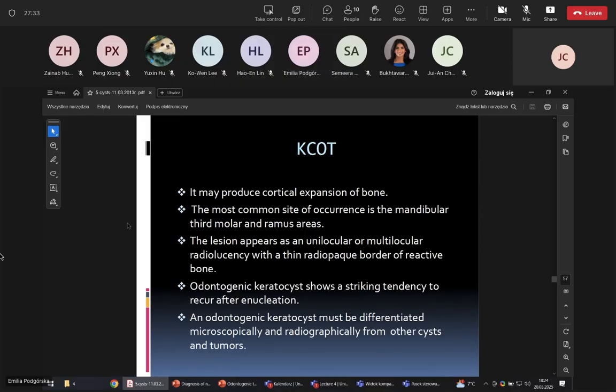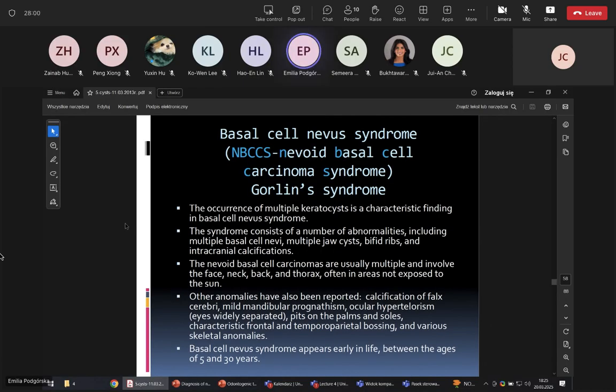The lesion appears as a unilocular or multilocular radiolucency with a thin radiopaque border of reactive bone. Odontogenic keratocyst shows a striking tendency to recur after enucleation. And odontogenic keratocysts must be differentiated microscopically and radiographically from other cysts and tumors. Basal cell nevus syndrome, also named Gorlin syndrome.